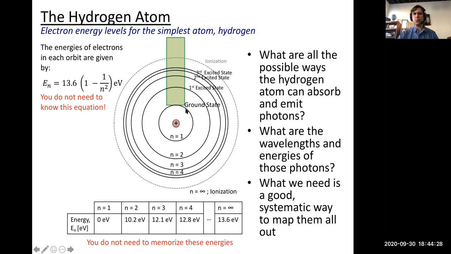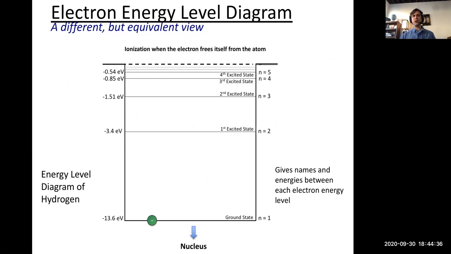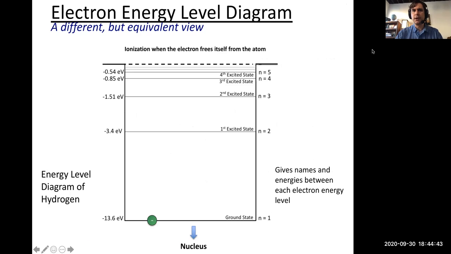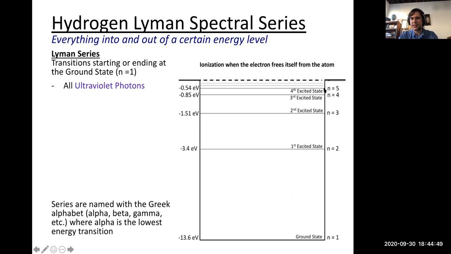Kind of like you're drawing a well, where getting out of the well would be reaching ionization. So let's flip our perspective a little bit to look at the same information in a different way, what's called an electron energy level diagram. So we want to look at an energy level diagram. Let me flash back and forth between slides really quickly.